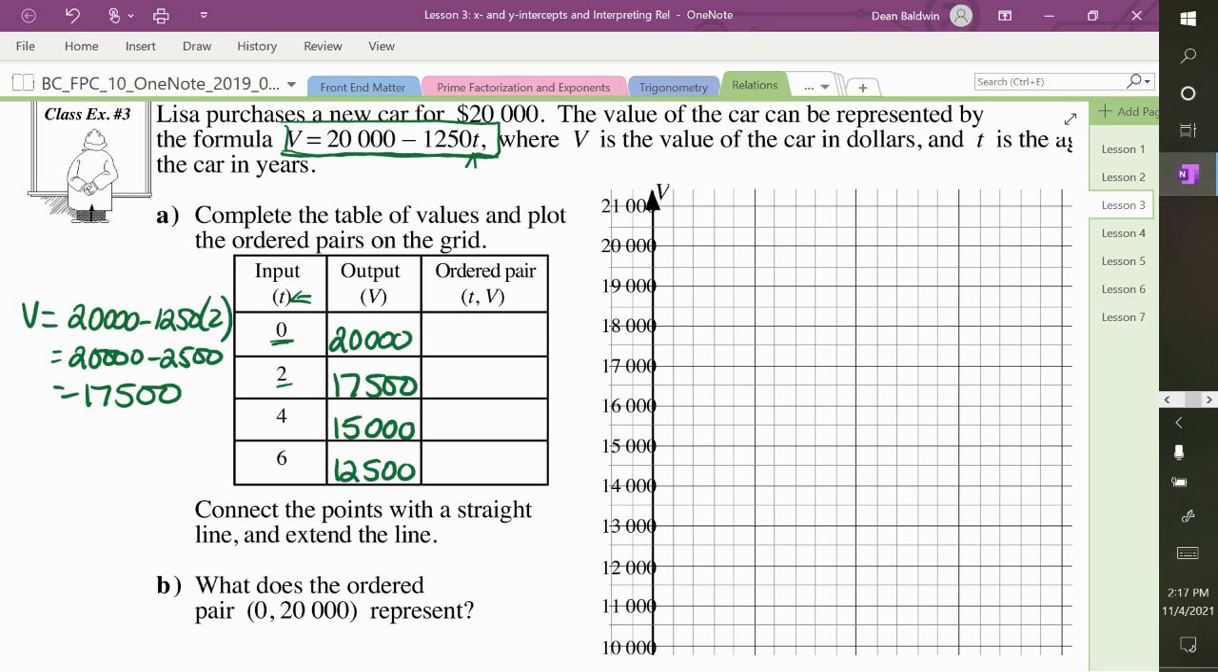All right. We can write these as ordered pairs. So how do you write the first one? 0 and 20. Well, I just told you. 0 and 20 is going to be 0 and 20,000. The next one will be 2 and 17,500. Then 4 and 15,000. And 6 and 12,500.